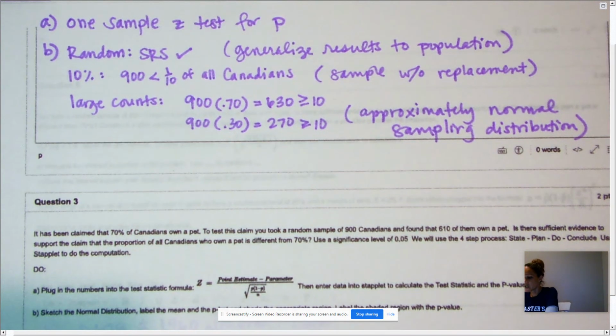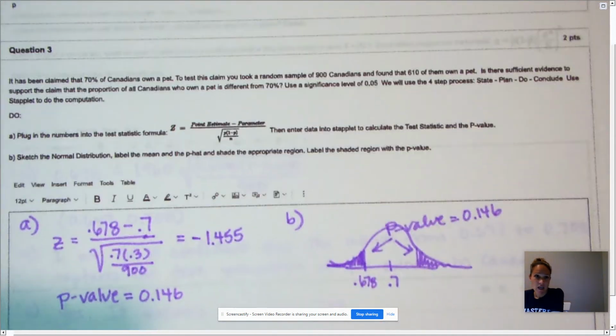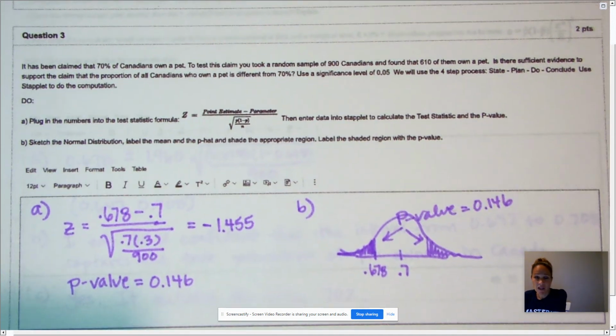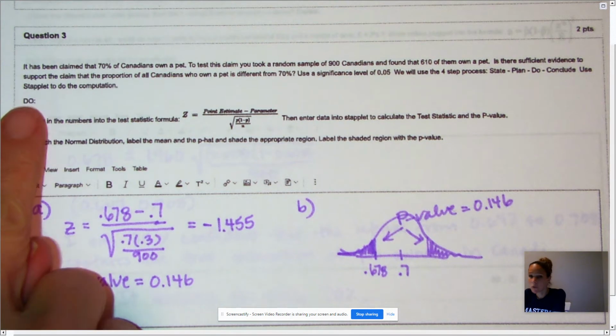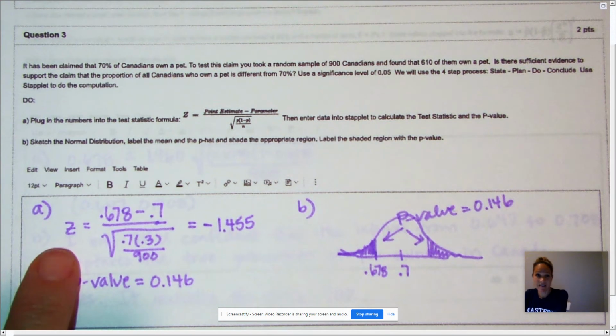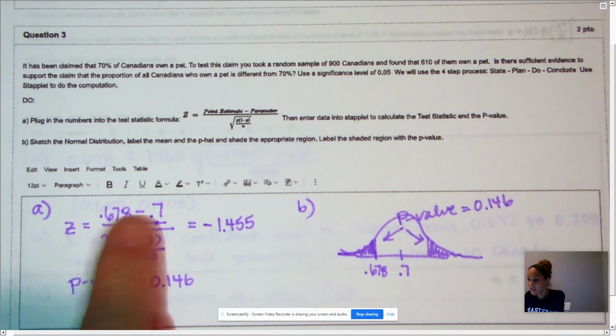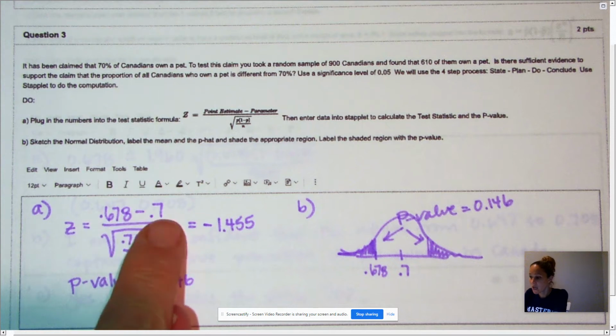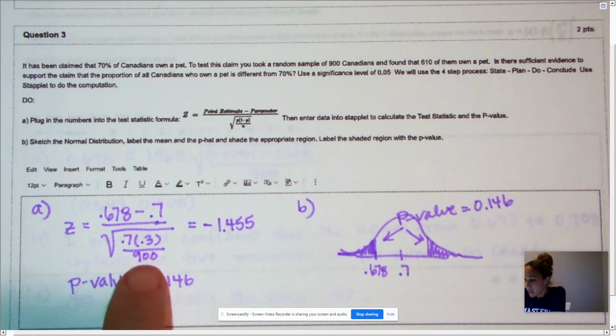Moving right along to question number 3, we need to plug in the numbers for the do portion of this, and we are finding our test statistic. Remember when we found our z-score, we're just taking our value, subtracting the mean, or in this case the parameter that we're looking at, which is 0.7, and then dividing by the standard deviation, which is the square root of 0.7 times 0.3 divided by 900.